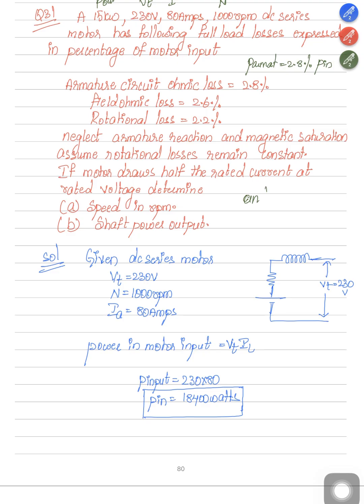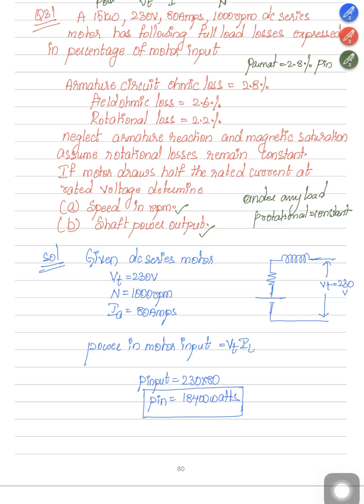Under any load, rotation loss is constant. P rotational losses is constant. Suppose a motor draws half of its rated current at rated terminal voltage, what will be the speed in RPM? What will be the shaft power output?